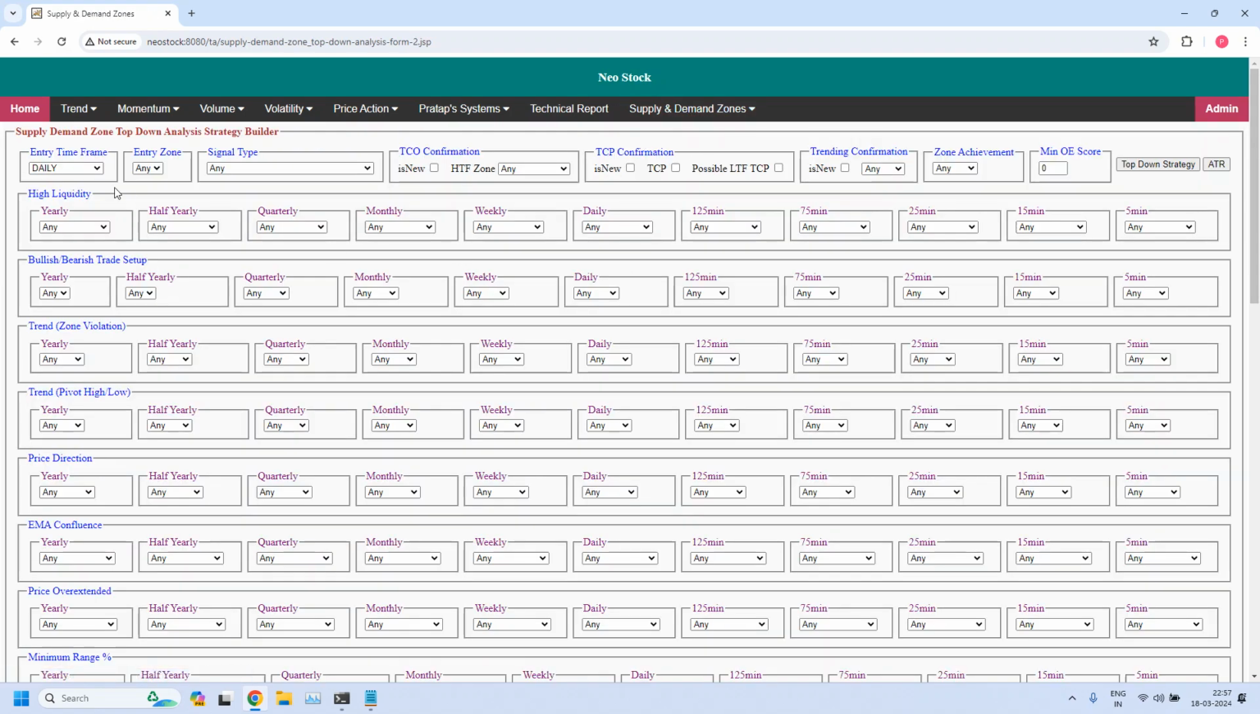So the next one is a bearish trade setup for daily income trade. So the entry time frame should be 15 minutes. Entry zone should be supply zone. Next, in bullish or bearish trade setup at 15 minutes time frame, I am selecting the value bearish.